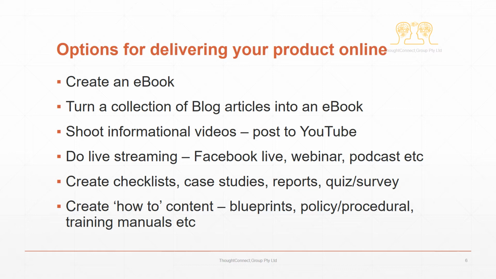Other options that you have for delivering your product online. A really popular form of digital content, of course, is an ebook. And there are a number of ways of doing that. If you already have Word documents and those sorts of things, you can actually compile those into a PDF. If you have an existing website and you are blogging, there are ways of turning blogs which are following a particular thread into a collection of blog articles that fit nicely into an ebook format.